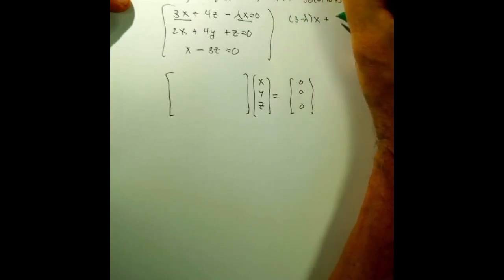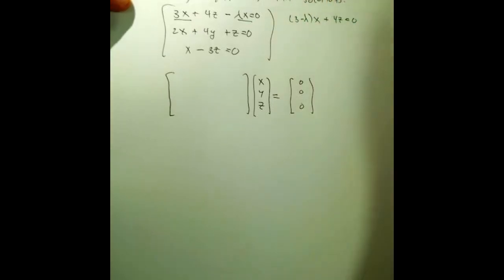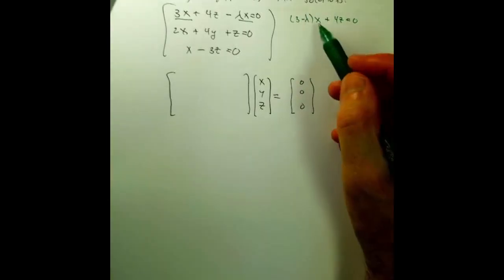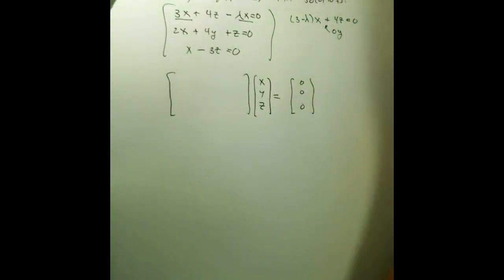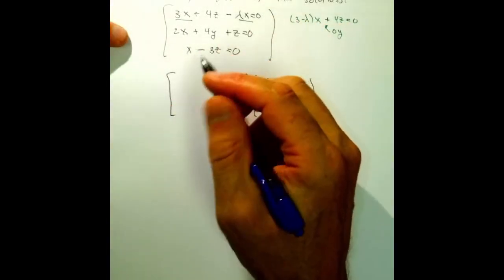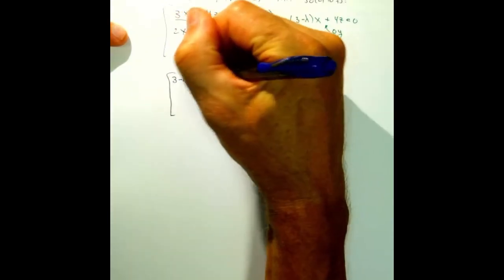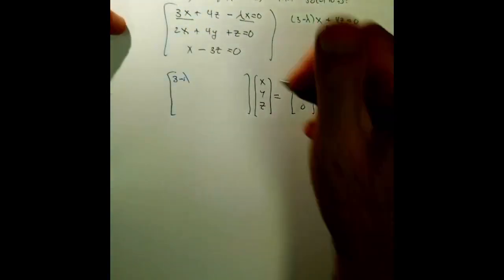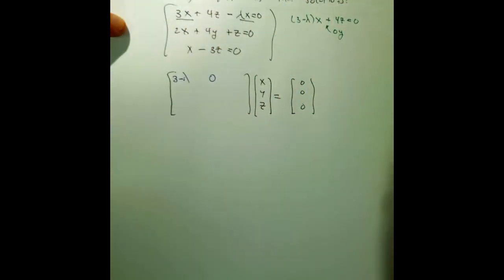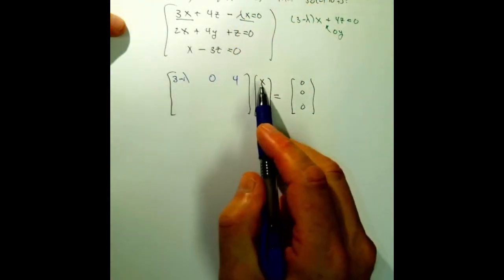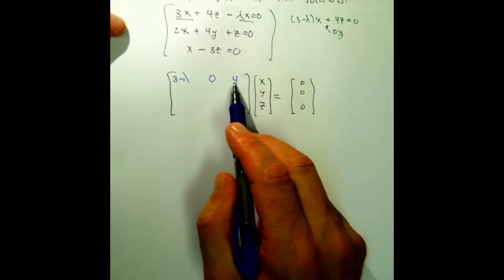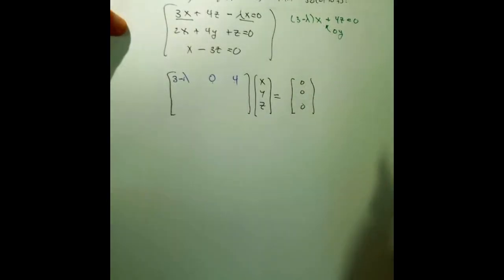Another way to write that equation is 3 minus lambda all times x plus 4z equals 0. And notice my coefficient on y is 0. So that means for the first equation, my coefficient on x is 3 minus lambda, the coefficient on y is 0, and the coefficient on z is 4. So 3 minus lambda x plus 0 times y plus 4 times z is 0.